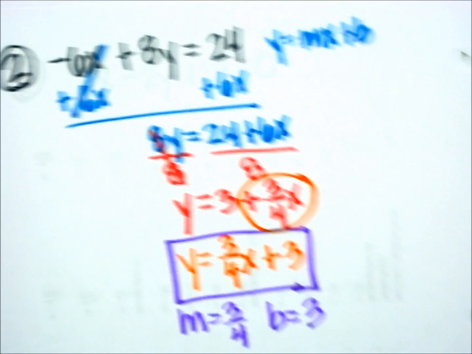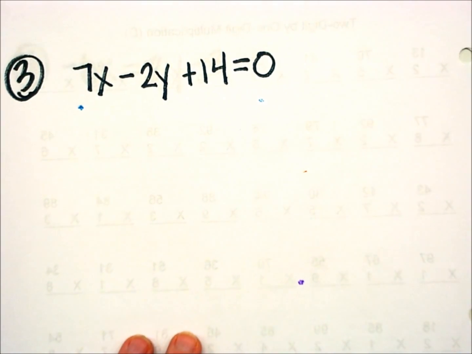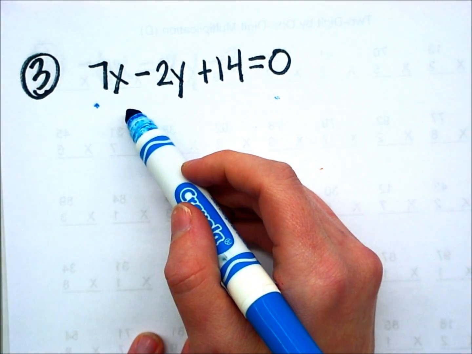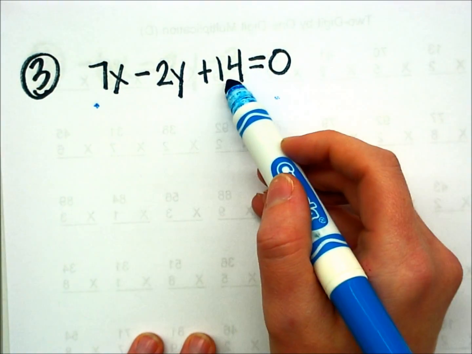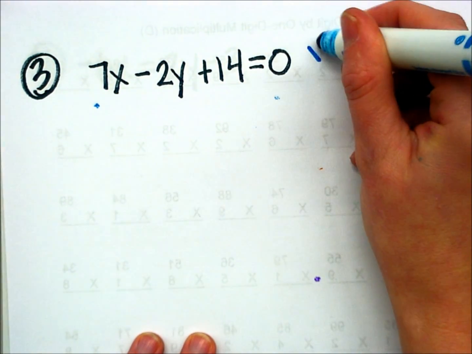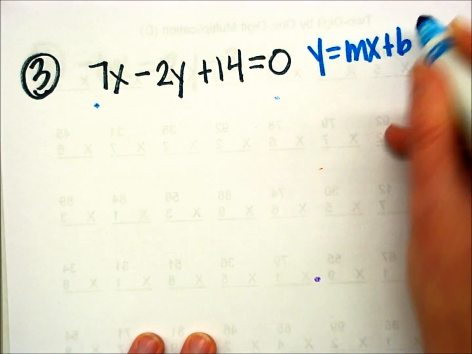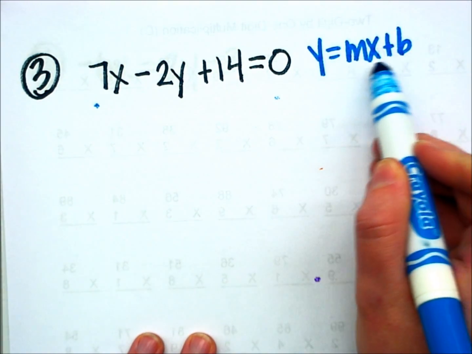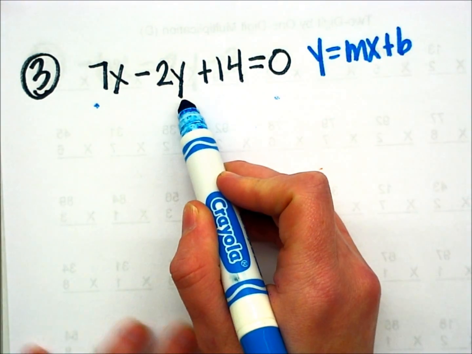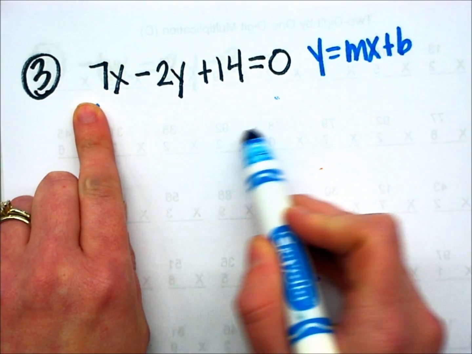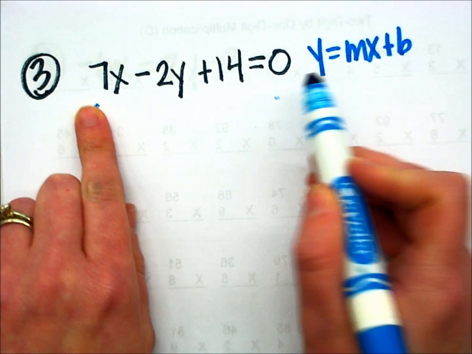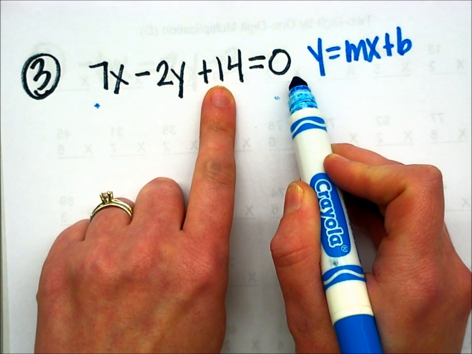Let's move on. This time we have 7x minus 2y plus 14 equals 0. We also want this one to be in slope-intercept form. Notice y equals form. To get y alone, I need to move the 7x over to the other side of the equation and the 14 to the other side.